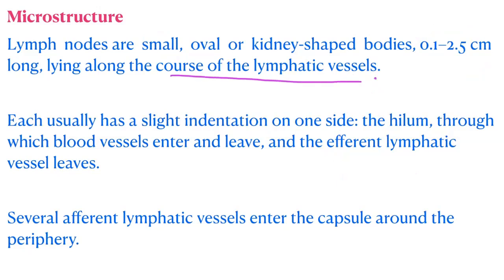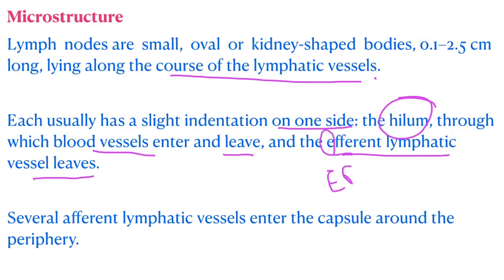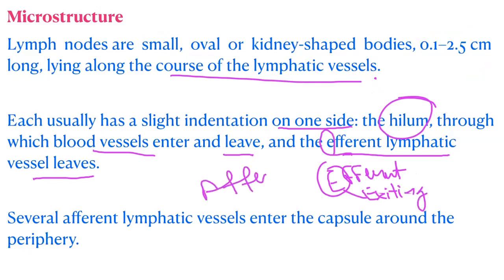Each usually has a slight indentation on one side, the hilum, through which blood vessels enter and leave, and the efferent lymphatic vessel leaves. Remember, efferent means exiting, and afferent means entering. Several afferent lymphatic vessels enter the capsule around the periphery.